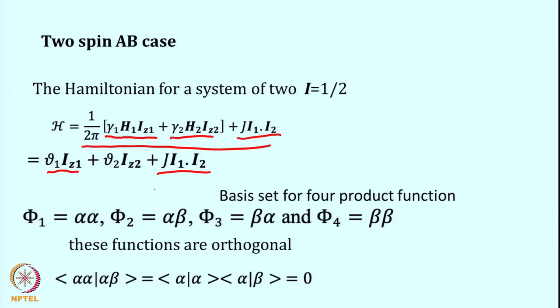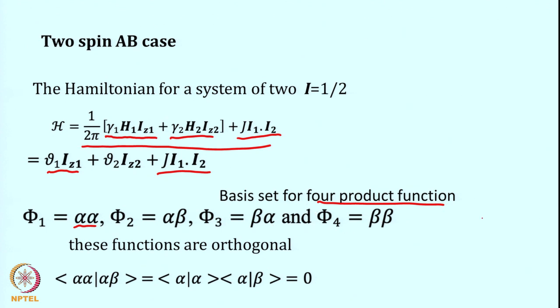Now for such a system we can write the basis set of 4 product functions, as we said, since two spins are there. Both can be in the alpha alpha state, that is one basis set; another basis set is one in alpha state and the other in beta state; the third one is beta state, alpha state; and the fourth one is in beta beta state.